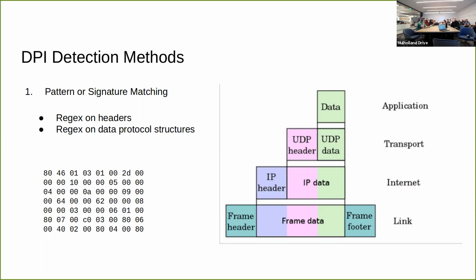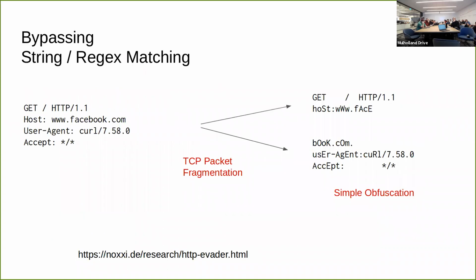So the one we're going to focus on most is simple pattern matching. If you want to identify a particular bit of traffic, say this, for example, this is the beginning of a Skype VoIP call. All you do is try to match that, and that way you can flag a certain bit of traffic as Skype, as malicious, as whatever. It's just regex matching. So one way you could get around this simple regex matching is to fragment your TCP packet and then obfuscate some of the things that come through.